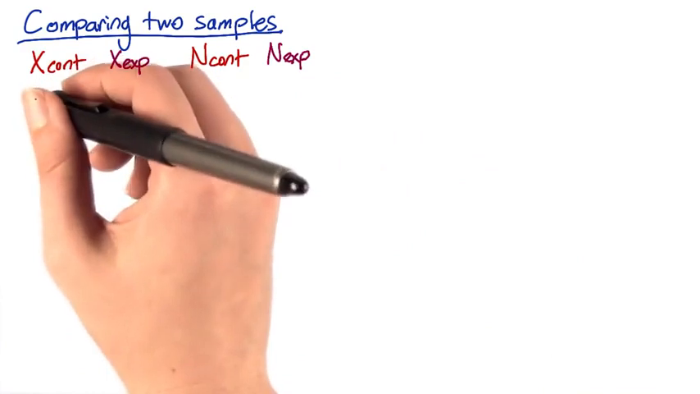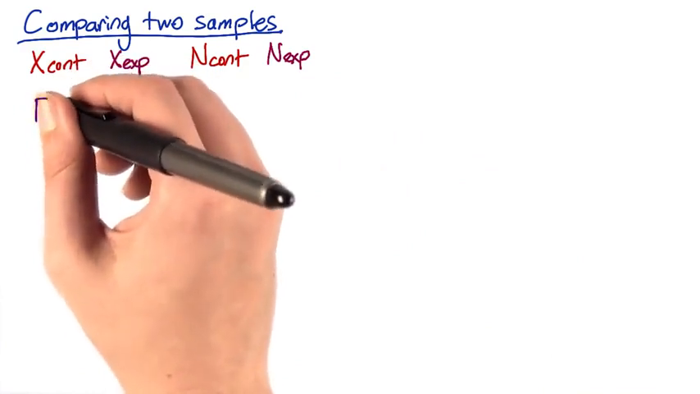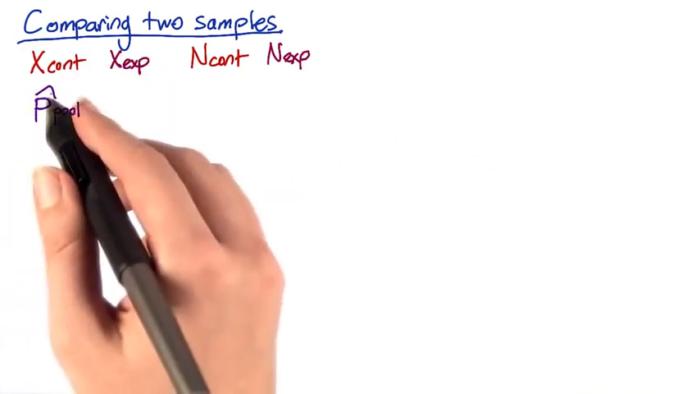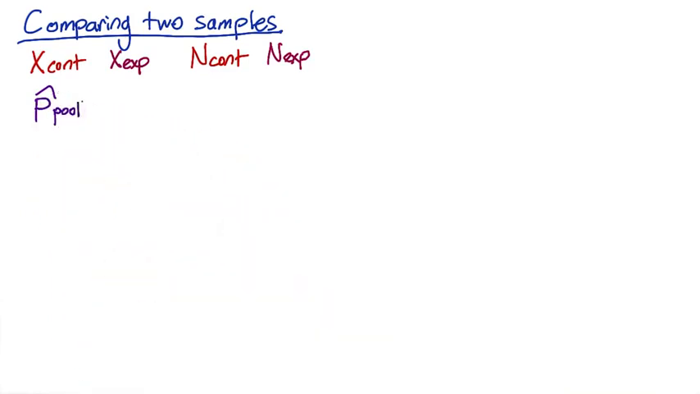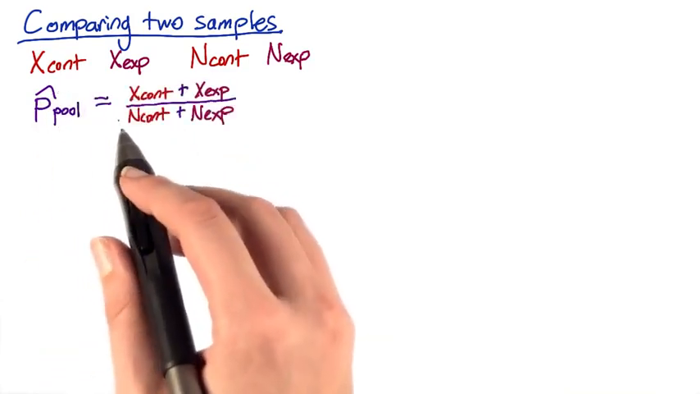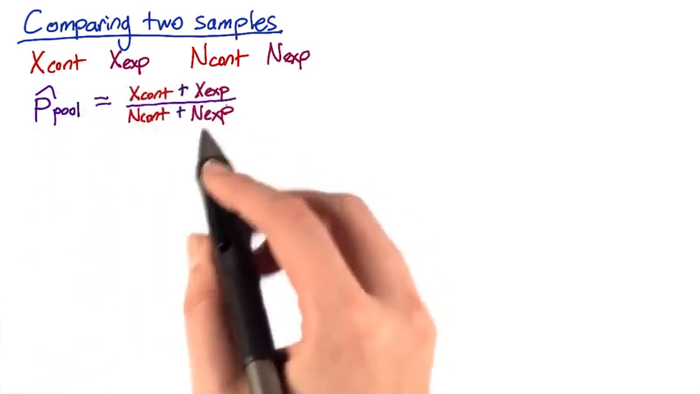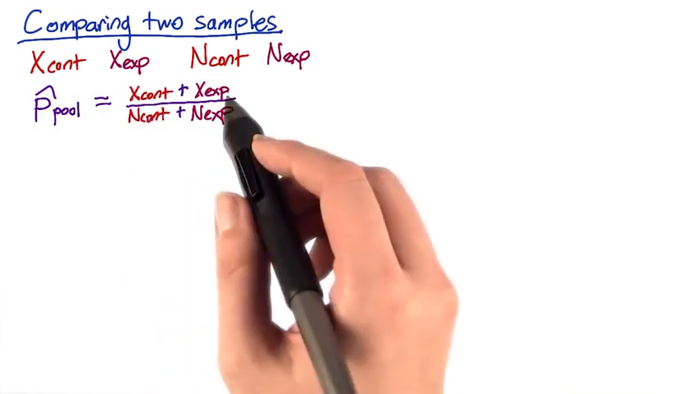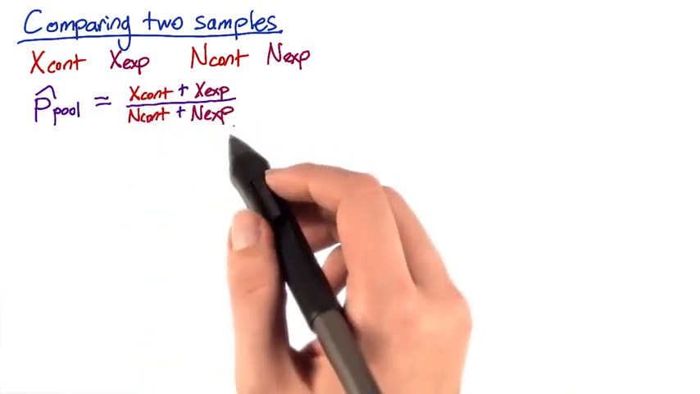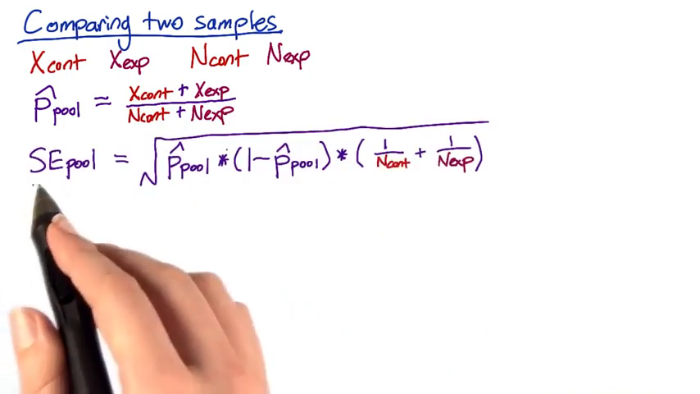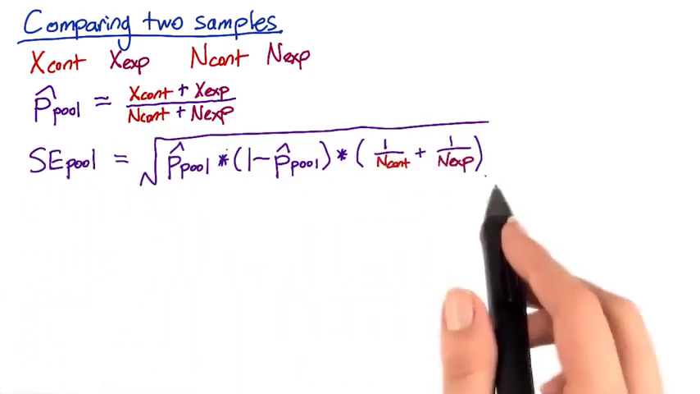Now the first thing we'll calculate will be what's called the pooled probability of a click. And I'm using a hat here because this is an estimated probability. The pooled probability is the total probability of a click across groups. That is, the total number of users who clicked divided by the total number of users. Then we'll calculate the pooled standard error, which is given by this formula.